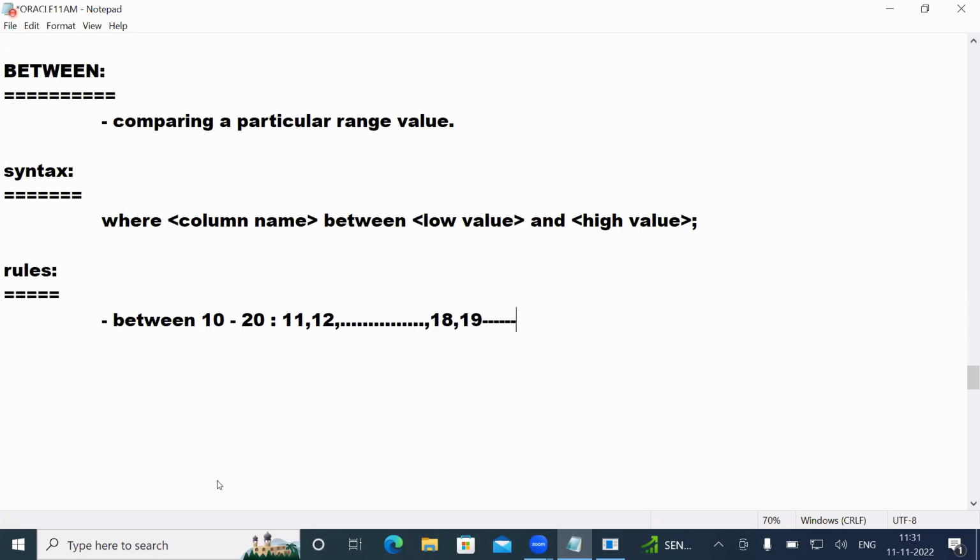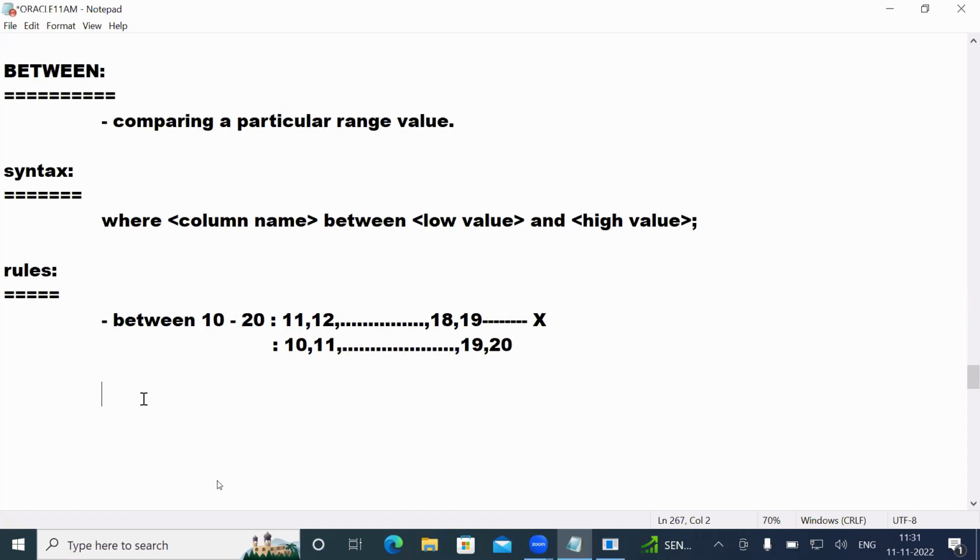But this is wrong, guys. The BETWEEN operator is not of that nature. When the BETWEEN operator is applied on a range value, the source value and the destination value are also included. That means the BETWEEN operator is not comparing 11 to 19. It is comparing including 10 and 20 also. Got my point now? So that is your correct answer: including source value and destination value. That point should be remembered.